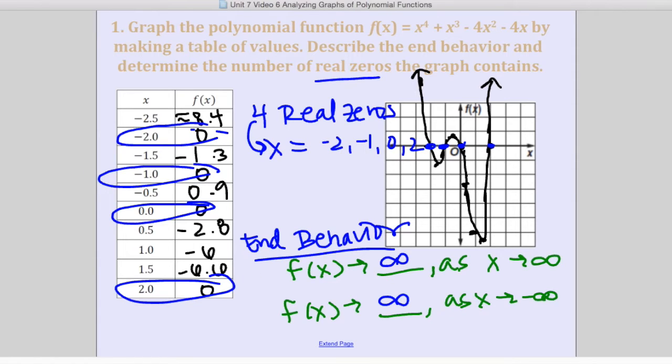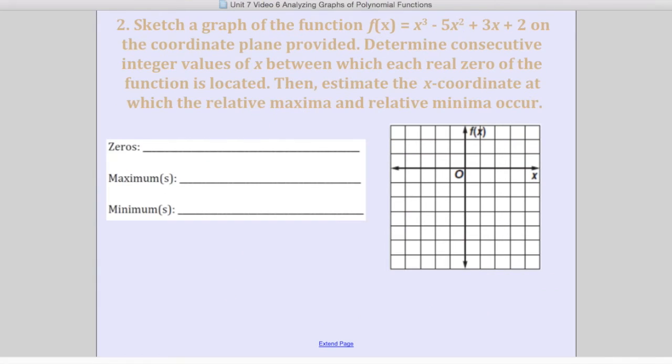So look at how handy that graphing calculator can be. Let's move on to example 2. Okay, this one says sketch the graph that we're given on the coordinate plane provided. Determine the consecutive integer values of x between which each real zero of the function is located. Then estimate the x coordinate at which the relative maxima and minima occur. Okay, so first thing we got to do is graph it. So let's go ahead and grab our calculators and let's plug this one in.